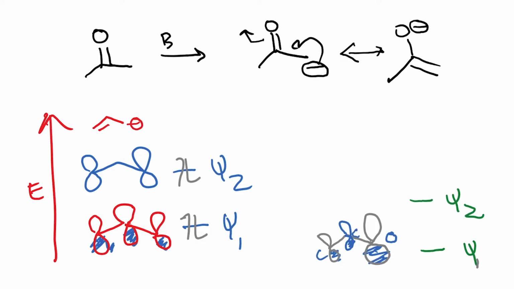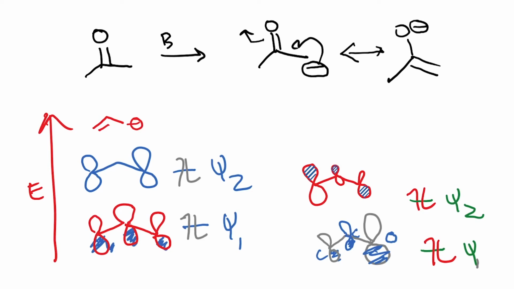And now when I come to psi2, which is the next highest orbital, we actually have a larger lobe on the carbon and then a much smaller lobe on oxygen. And so the orbital over here is much smaller compared to the oxygen for psi1. Okay, so these are the two molecular orbital pictures.